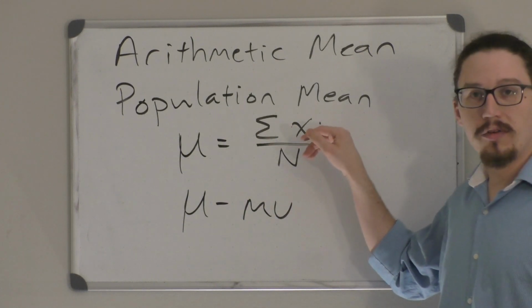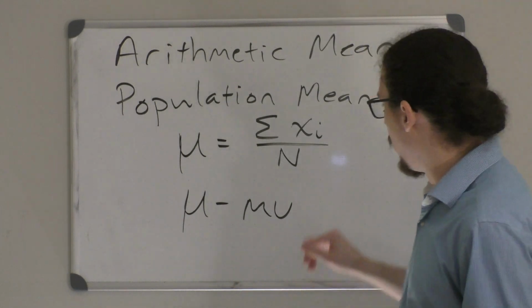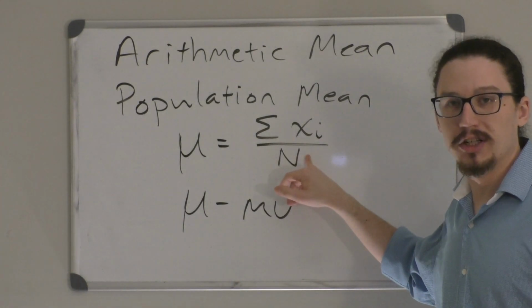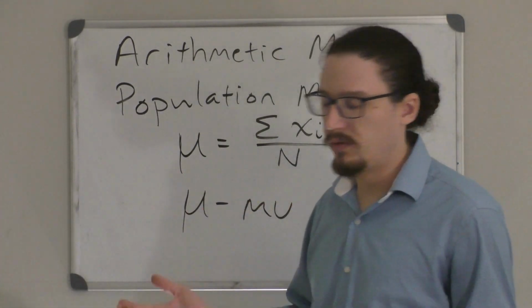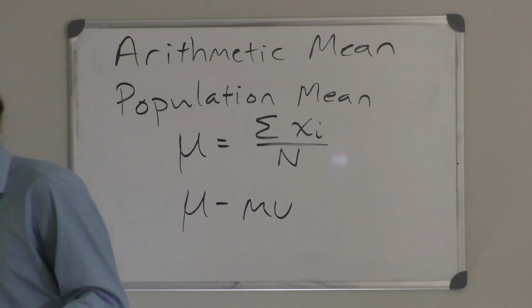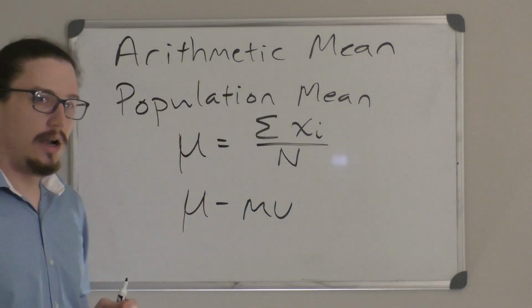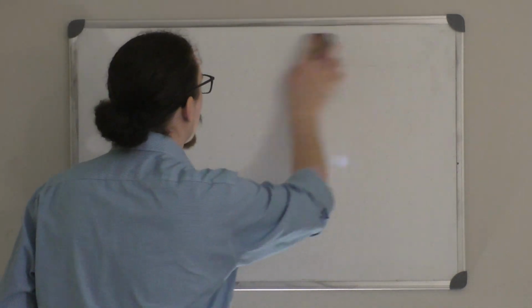So population mean equals the sum of all of our xi, so just add up all of our variables and divide by the total number of observations that we have. All right. So pretty simple. If we've done a mean before, that should seem pretty familiar. All right, but that is our population mean.